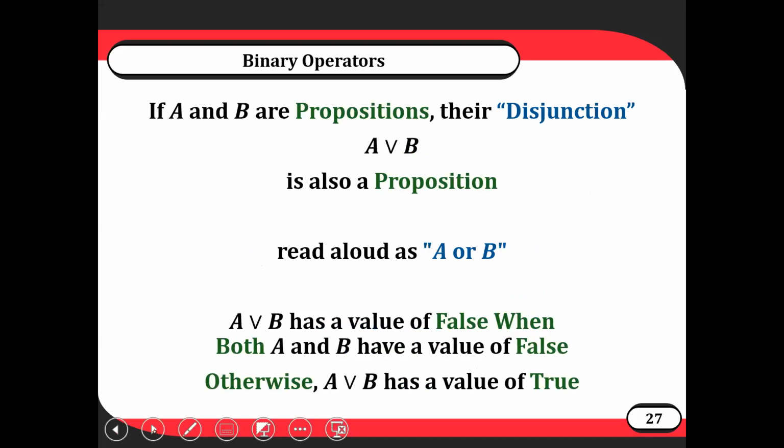If A and B are propositions, their disjunction, A or B, is also a proposition. So this is another binary operator. This is the logical OR binary operator. We read it aloud as A or B. So A or B has a value of false when both A and B have a value of false, and otherwise it has a value of true.